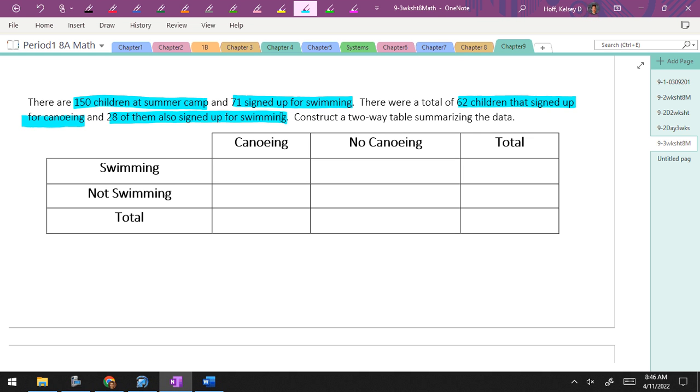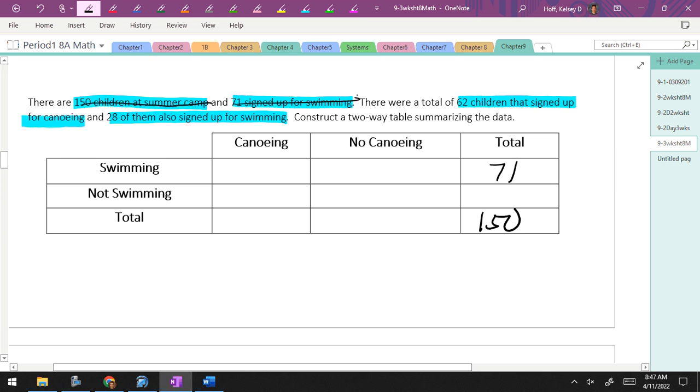Okay, 150 children at summer camp. Raise your hand and tell me where that goes. Courtney? Very good. At that point in that sentence, we don't know anything about those kids. All we know is there's a total amount of them. 71 signed up for swimming. Where does that number go? Raise your hand. Jack? Very good. We don't know anything about canoeing or not canoeing. We just know that 71 are swimming.